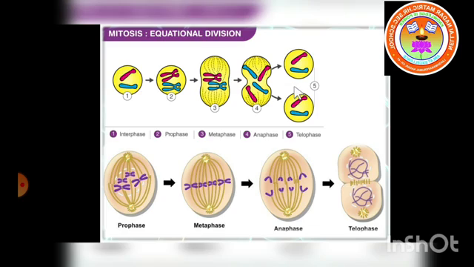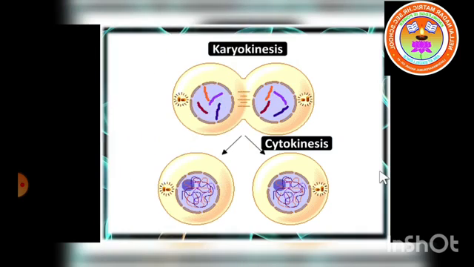It is also called equational division. Why? Because the daughter cells have the same number of DNA, chromosomes and genes as the parent cell. Mitosis occurs in two events. They are karyokinesis and cytokinesis. These are the two events of the cell division.